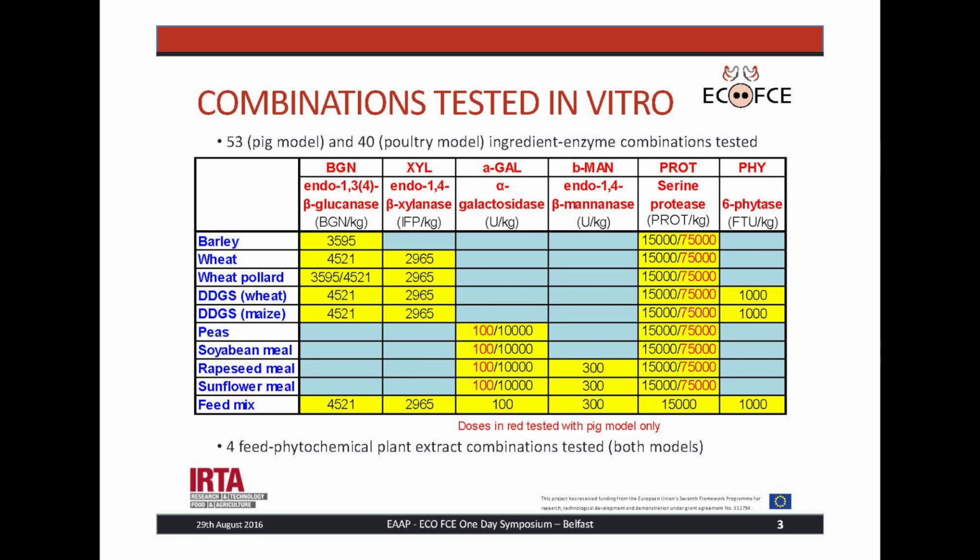We used barley, wheat. We had extruded barley and extruded wheat as well, wheat millings, DDGS from wheat and from maize, and peas, soybean meal, rapeseed meal, sunflower meal. And we also did a simulation of feed mix, which I'm not going to present results on, but we also conducted some. Altogether, we had 53 combinations that we tested with the pig model and 40 combinations that we tested with the poultry model.